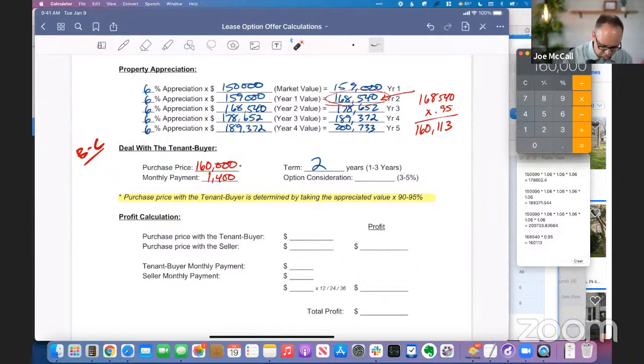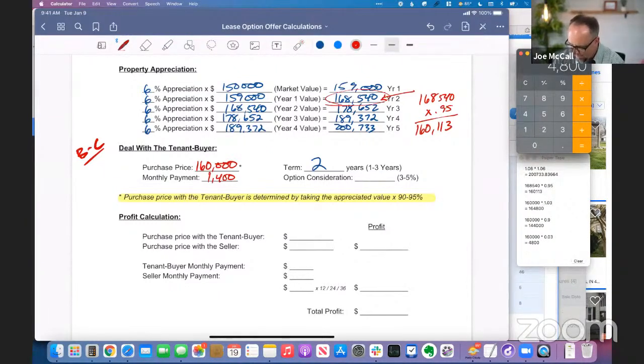160 times 0.03. Dang it. 4,800 bucks. I'll get $5,000 from this easy. Now, again, that money can get credited back to the tenant buyer if and when they buy the house, right? The tenant buyer will get that money back if and when they buy the house in 2 years.